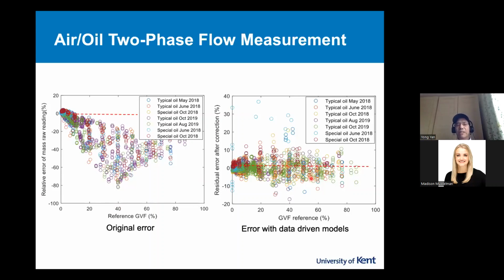Okay, so we have tested the systems with different oils, typical oils, special oils. That's for commercial reasons, I'm not able to tell you exactly what oils. But the message is there. The data-driven models have helped us to improve the accuracy of oil flow measurement in the presence of air.